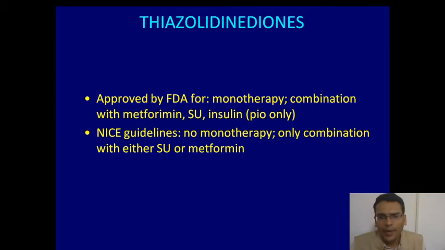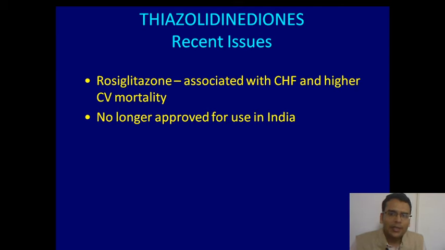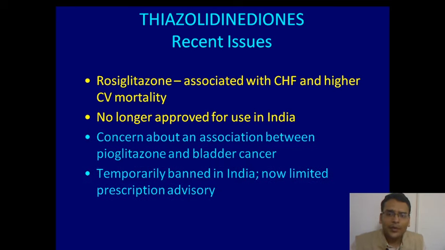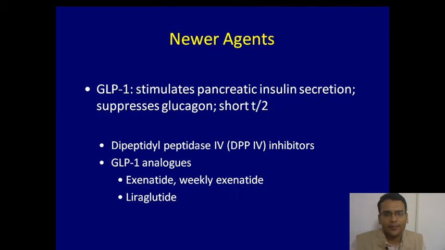Obviously, it is only pioglitazone which is approved for treatment. With rosiglitazone, as I have discussed, there were recent issues. It was found to be associated with CHF and higher CV mortality, and it has no longer been approved for use in our country. Concern about an association between pioglitazone and bladder cancer has been raised, mainly based on retrospective analysis. The drug was banned for some period of time, and now it has been reintroduced with limited prescription advisory.